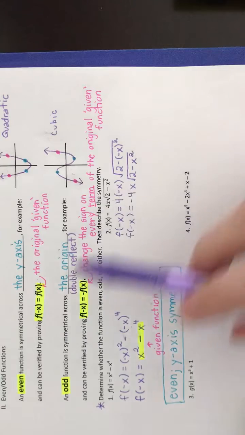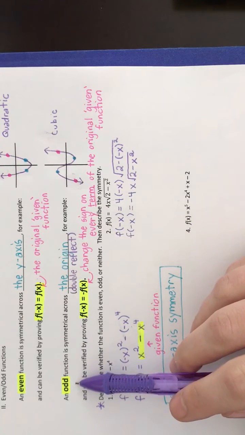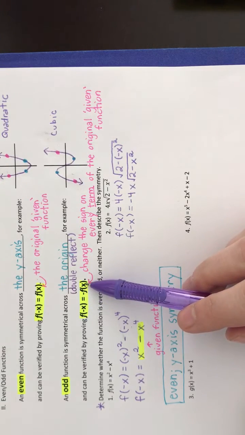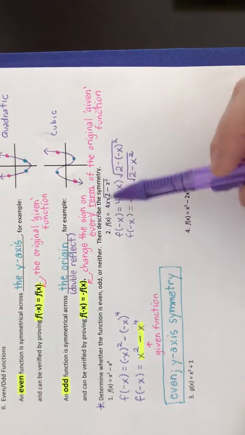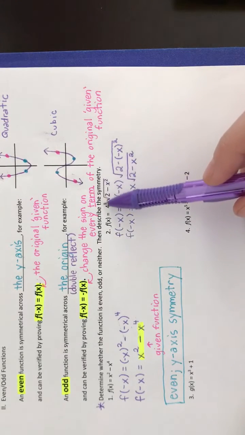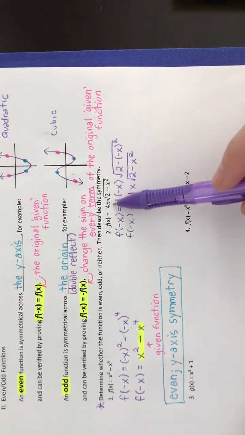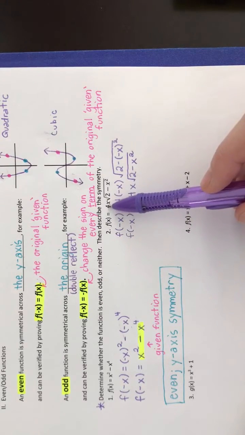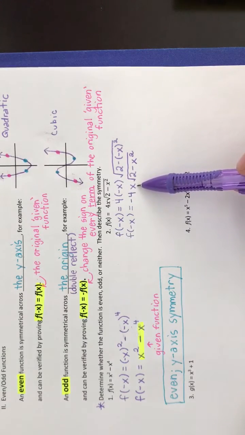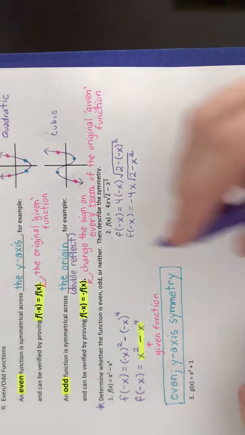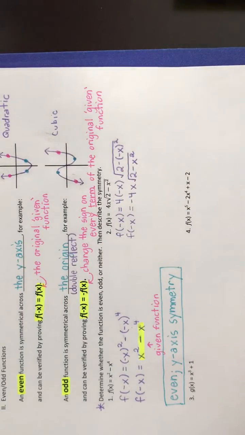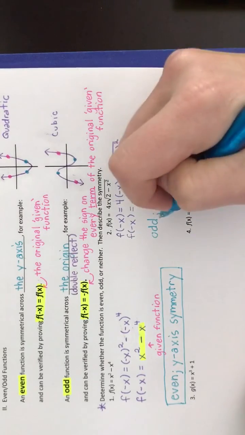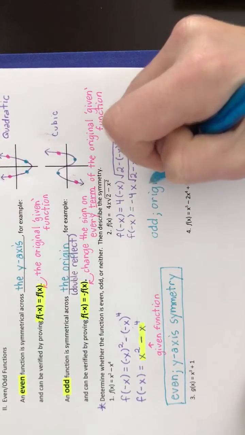No. Okay, if this function is odd, my result will be negative f of x. That means change the sign on every term. Well, how many terms did I have here in the original function? This is only one term. So the only thing that negative f of x means is that this term turns negative. Did this term turn negative? Yes, it sure did. So that means this is an odd function and origin symmetry.